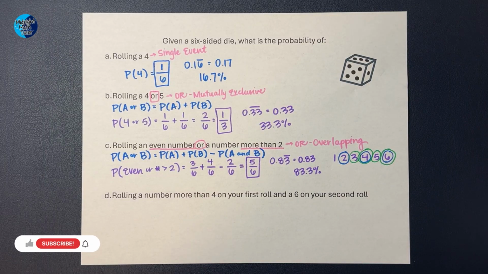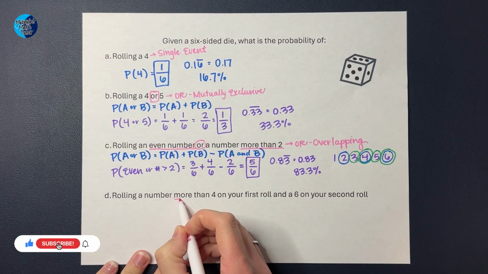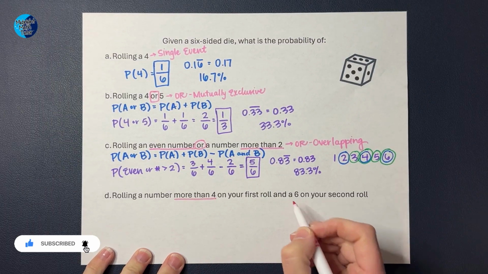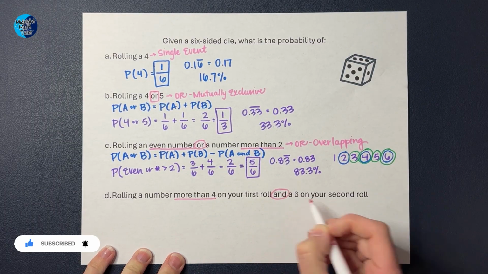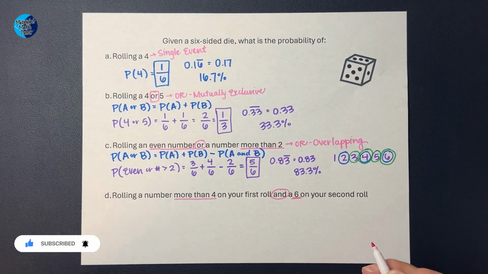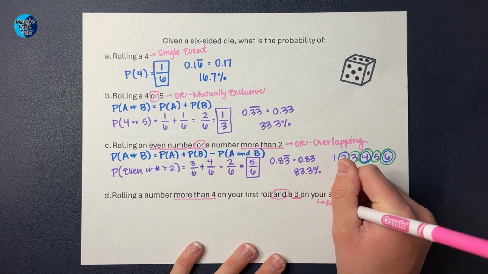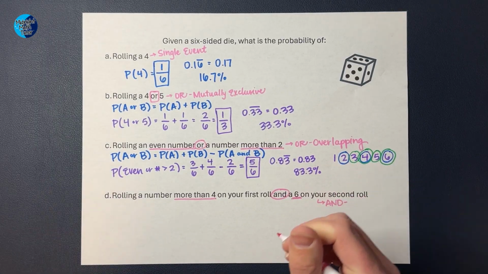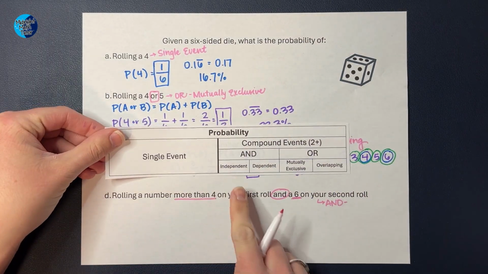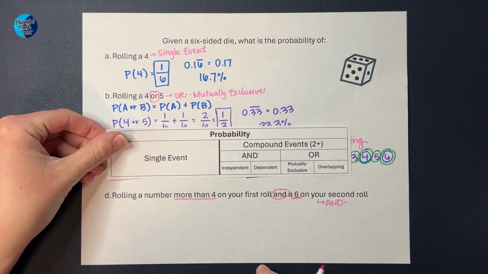All right, let's take a look at D. The probability of rolling a number more than 4 on your first roll and a 6 on your second roll. This is an AND probability. When we have an AND probability, we need to consider if it's independent or dependent.